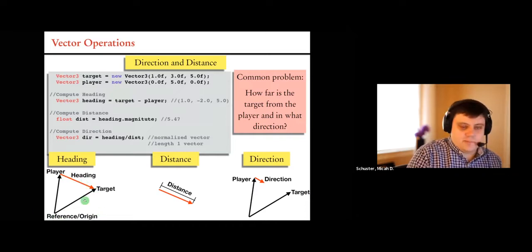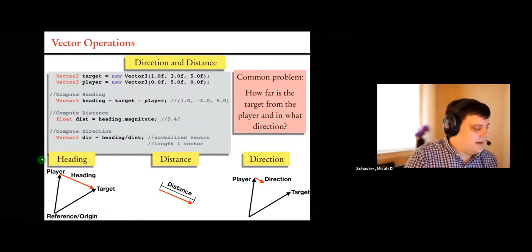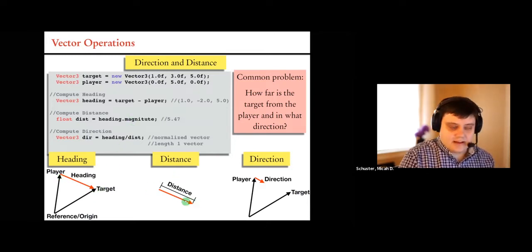So we have some reference point. Typically, the reference would just be 0, 0, 0. That's just a reference point typically. And then if you had a player here and a target here, that's your heading. The distance is the magnitude, the length of that vector.